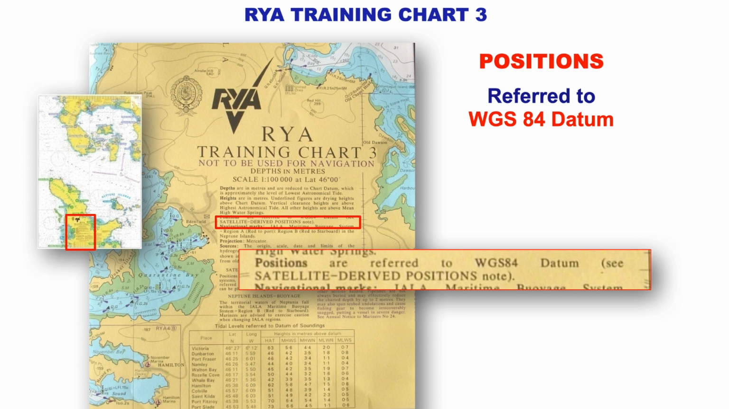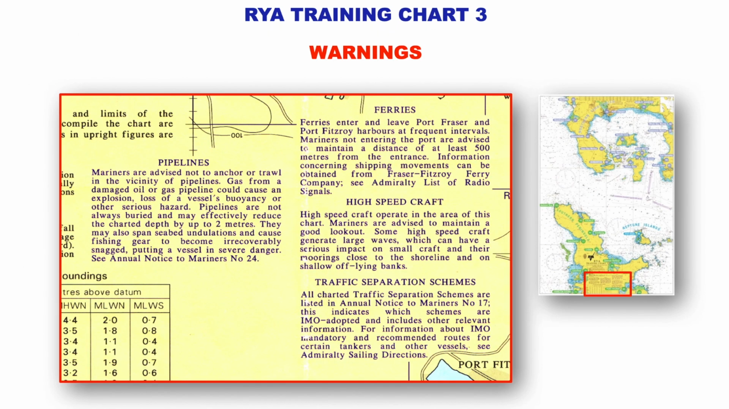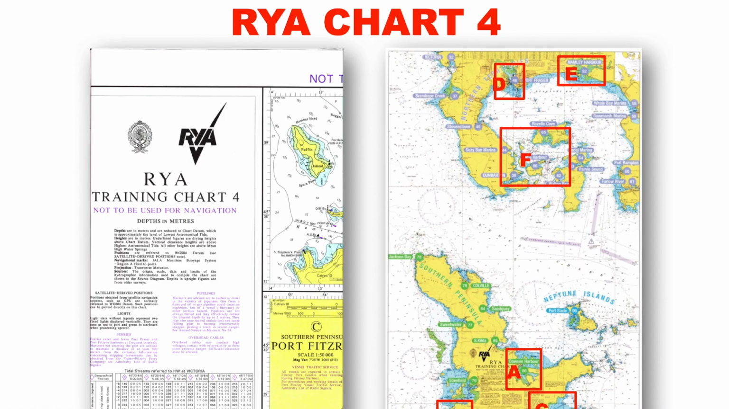The positions on the chart are the datums of the chart. We will talk about this later. We need to make sure that our positions or our datum matches up with the datum on our GPS system. It tells you the buoyage, and we've looked at buoys, and it gives you more information here: pipelines, ferries, high-speed craft, traffic separation schemes. Traffic separation schemes are like a motorway of the sea, and we'll talk about that later, but it's shown on the chart with the magenta arrows and the magenta lines for the separation areas between them.